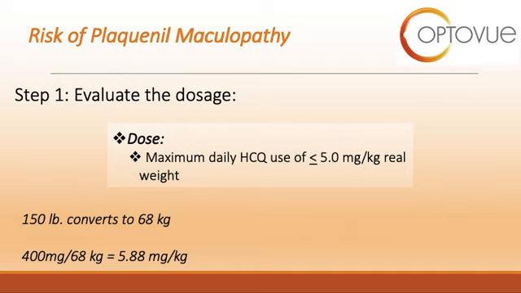The first thing you want to do is put the pounds into kilograms, so that we can use this conversion. So 150 pounds converts to 68 kilograms. Then you can divide her dosage, which is 400 milligrams, by her weight, which is 68 kilograms. And that comes out to 5.88 milligrams per kilogram. The recommended dosage is less than or equal to 5 milligrams per kilogram. So this lady, based on her body weight, is taking a dosage that is higher than recommended.